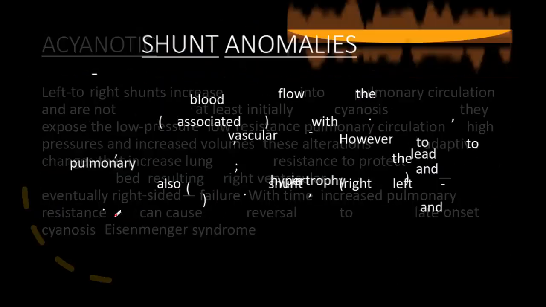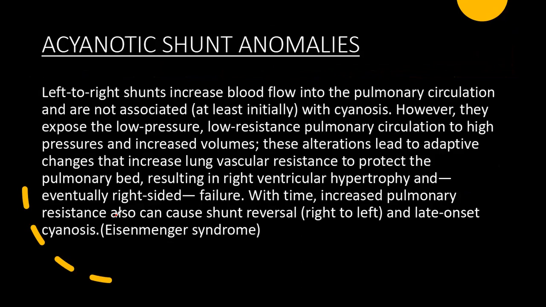Now, let's look at acyanotic shunt anomalies. This is the bulk of the session. These are the left to right shunts, and they usually increase blood flow into the pulmonary circulation. You understand why? Because now blood will be moving from the systemic circulation towards the pulmonary circulation, and is not associated, at least initially, with cyanosis. At first, it is oxygenated blood which is moving towards deoxygenated blood, so there will be no cyanosis.